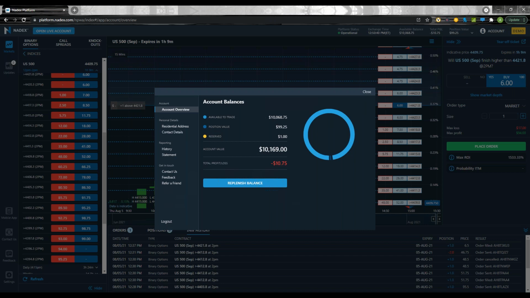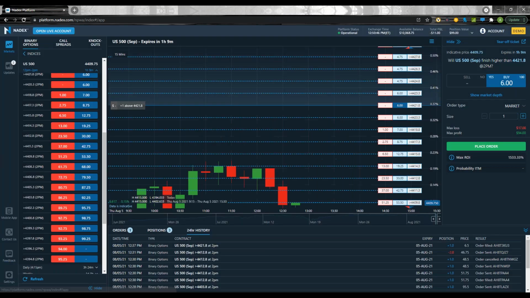So that's going to be everything from this account section. You also have the log out button here that you can hit. I'm not going to hit it right now, but if you do want to log out, you go to account and hit the log out button.